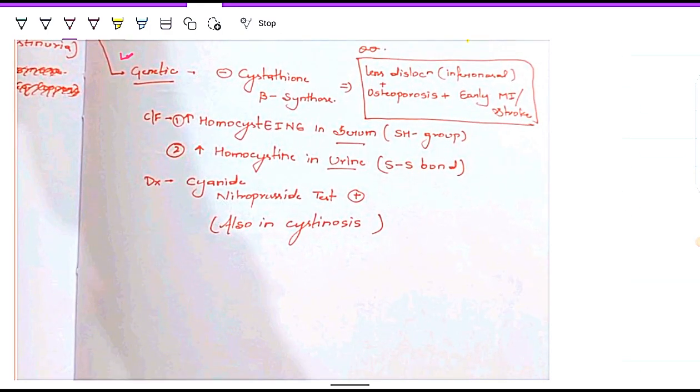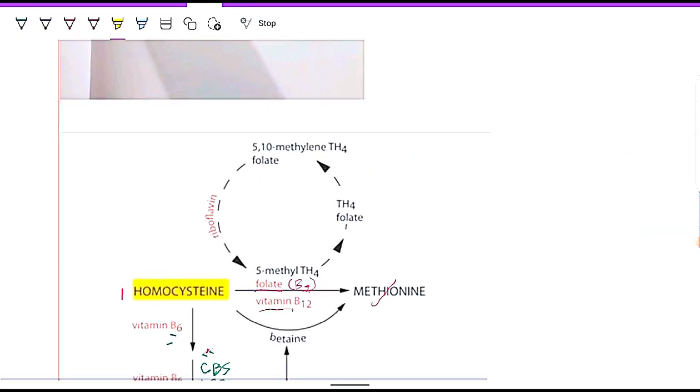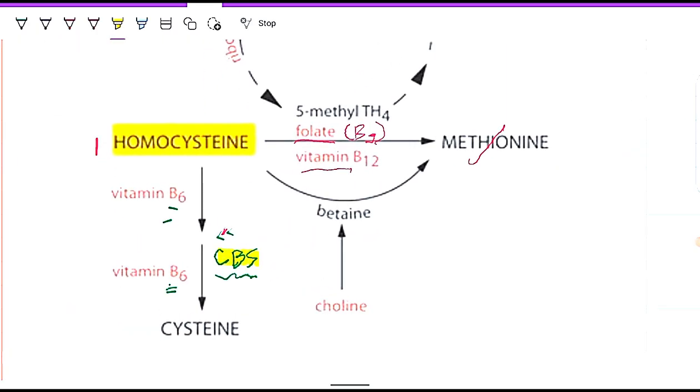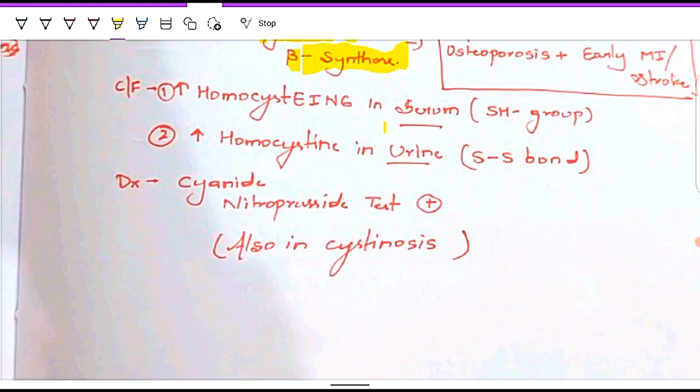The second type of homocystinuria is genetic. This is because of deficiency of the enzyme cystathionine beta synthase. I already told you this enzyme converts homocysteine to cysteine, and in the absence of CBS, the homocysteine will be elevated, causing homocystinuria. So what happens now?